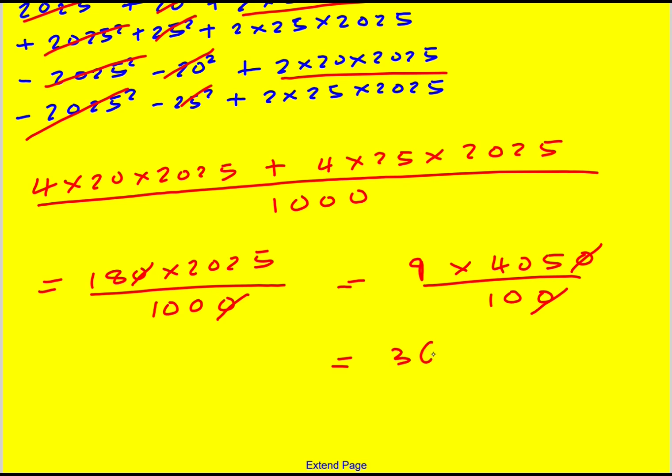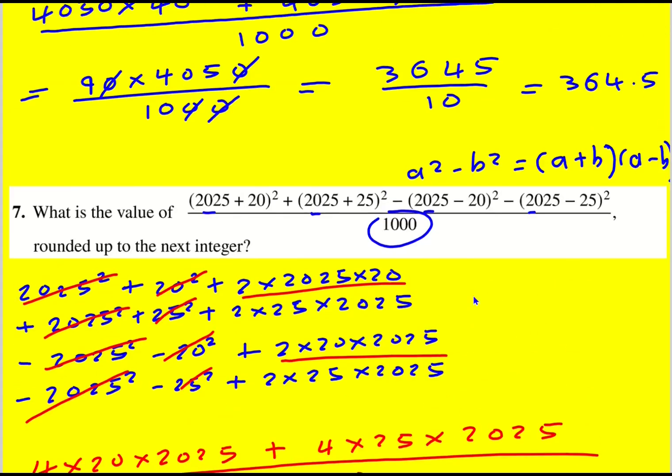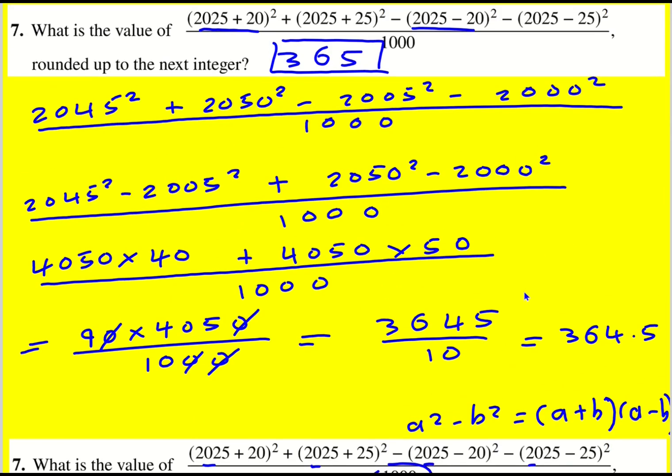So again, we would get 3645 over 10, 364.5, 365. So look, it works pretty well. Two different methods for solving this problem to give us an answer of 365 to round it up to the nearest integer.